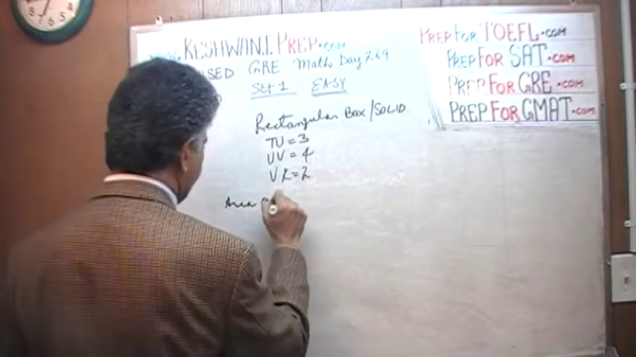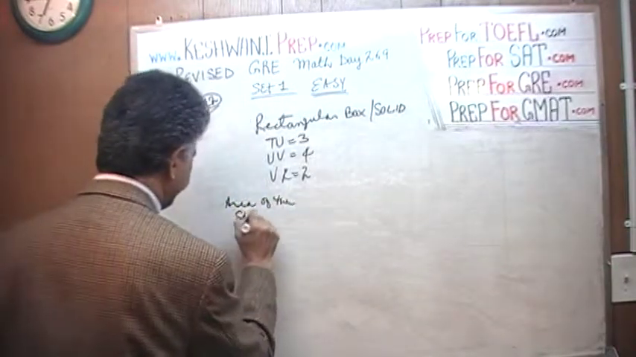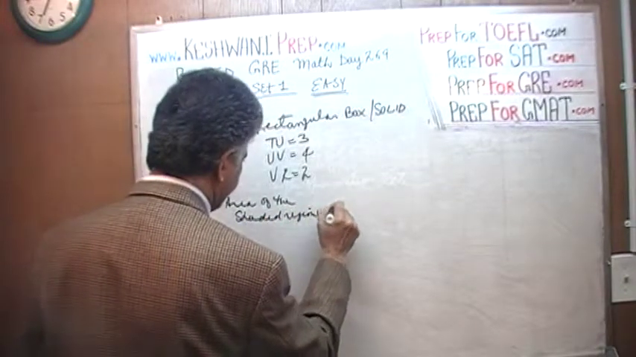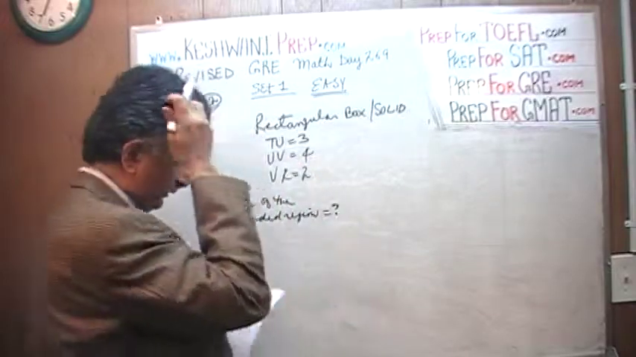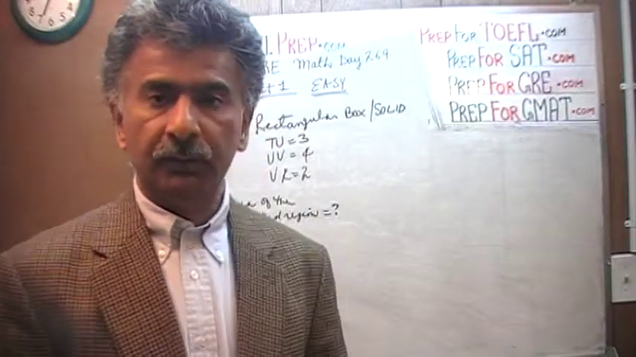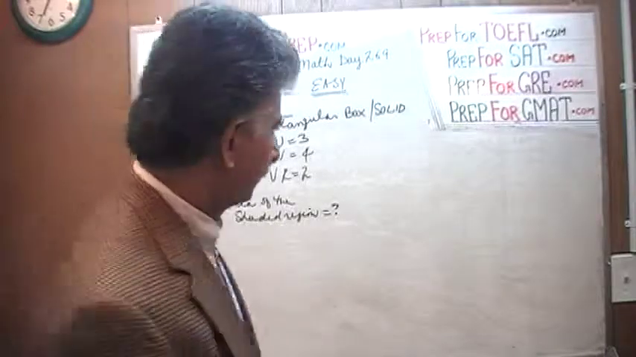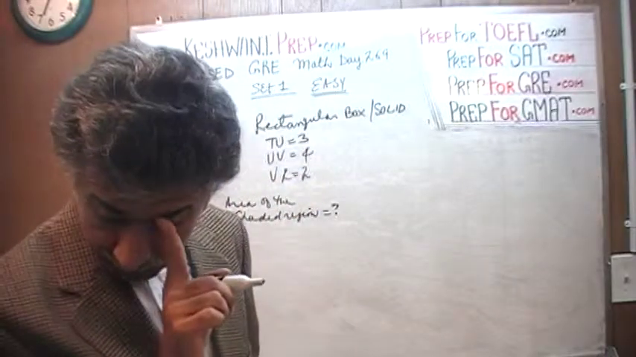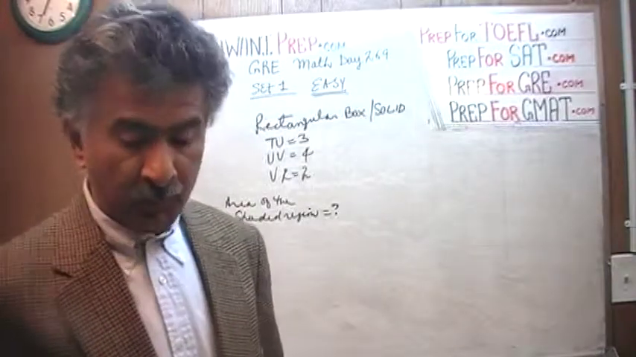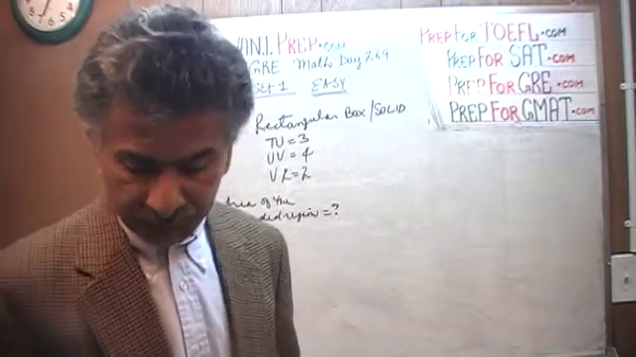The area of the shaded region. So the first thing for us to do is to actually draw this picture so that we can see what sort of shaded region they're talking about. It's a little bit tricky one to draw, and if you don't believe me, try to reproduce this on your own on a piece of paper and you will see it.